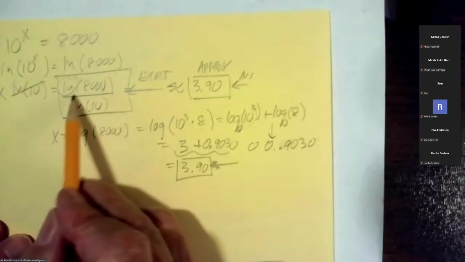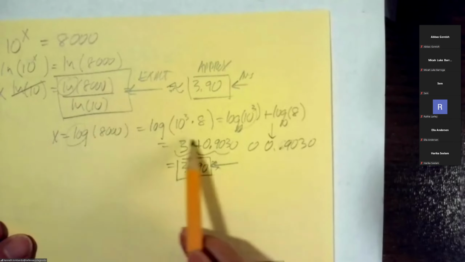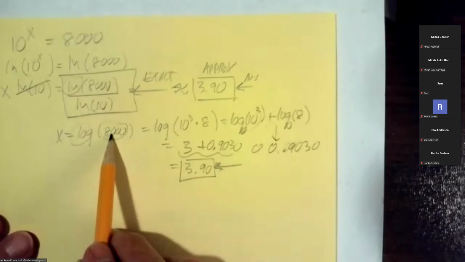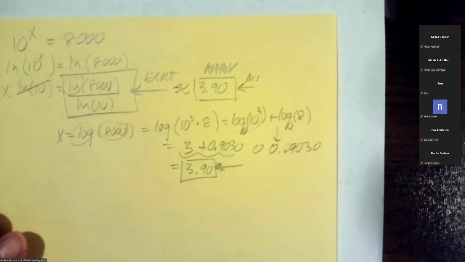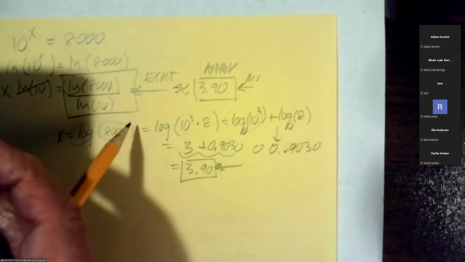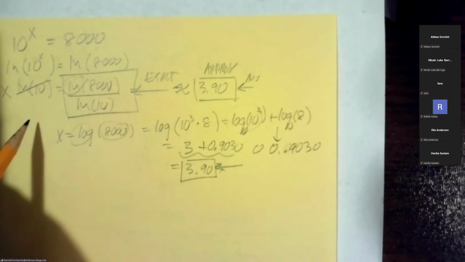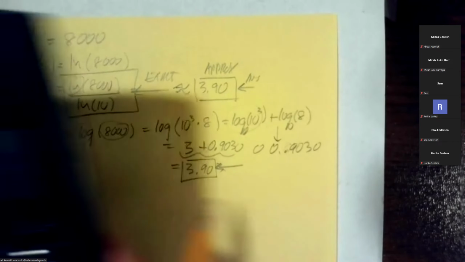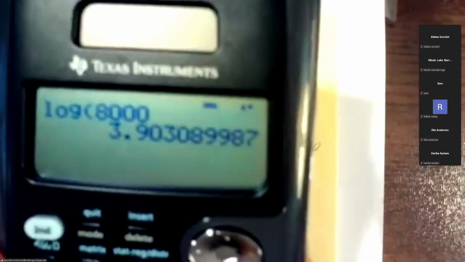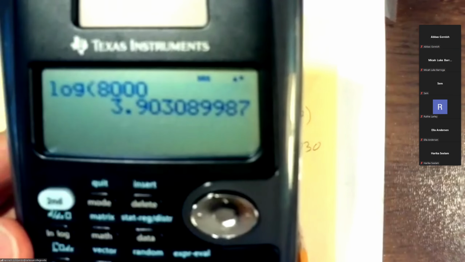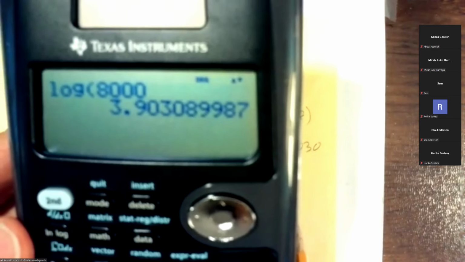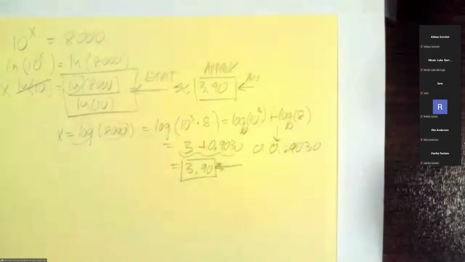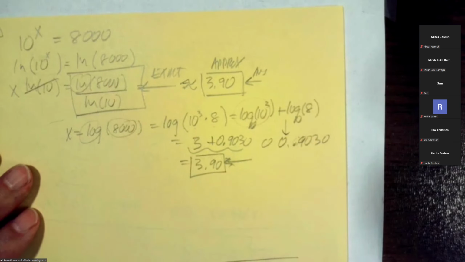One's using the LN, one using the LOG, and one breaking this up into a product. We wouldn't even have to break it up into a product, would we? If we just took the LOG of 8,000, we get the value we want directly, don't we? 3.903. Okay, so you're seeing there are multiple ways to work these problems.